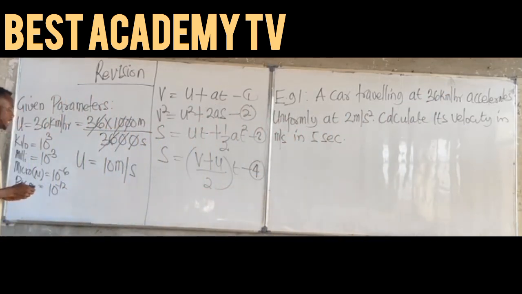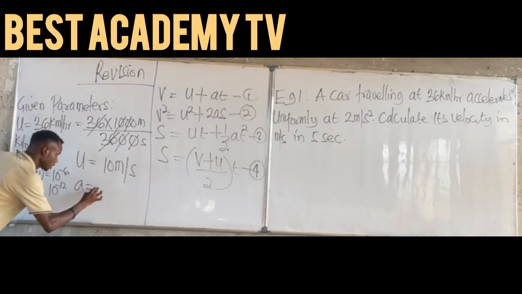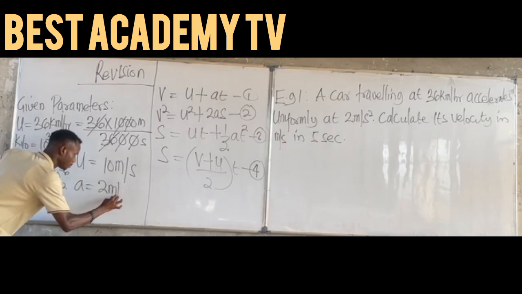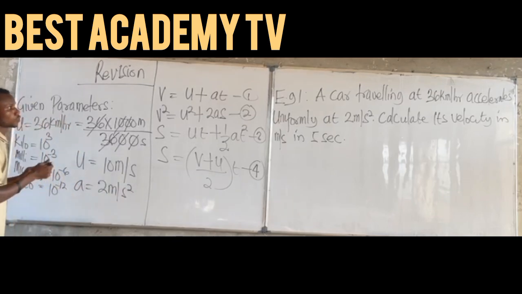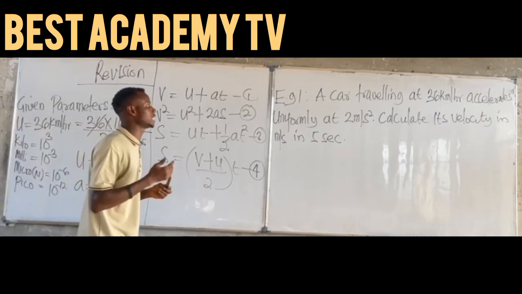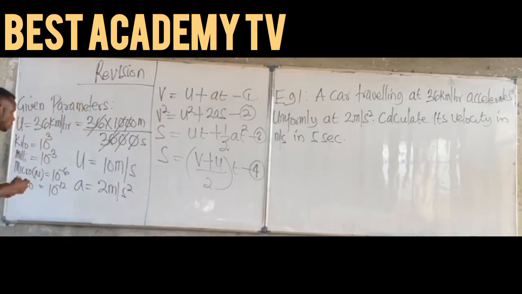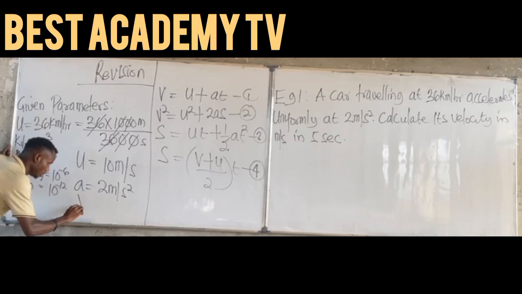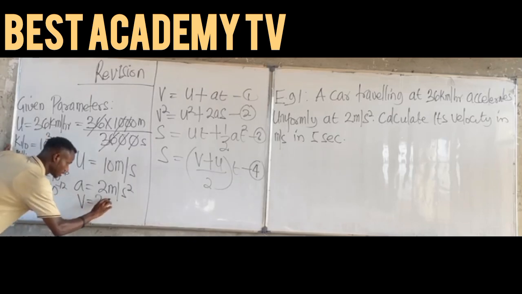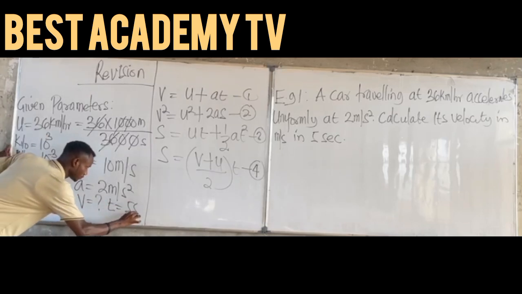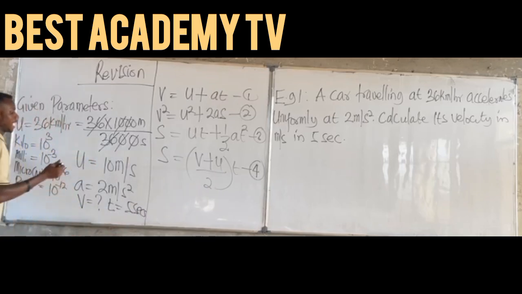What is the next parameter here? It's said to be A. It's said to be 2 meter per second squared. Okay. Now they say calculate its velocity in meter per second in 5 seconds. So we are asked to find V, please take note of this, at t equal to 5 seconds. Okay, we are asked to find V at t equal to 5 seconds.